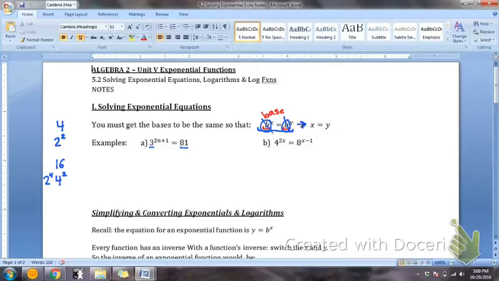Okay, so can 3 be changed to be anything smaller? 1. Okay, but 1 to the 3rd power is what? 1. It's not 3. So 3 cannot change. If 3 cannot change, that's the hint. Then I need to change 81 to be that same base.